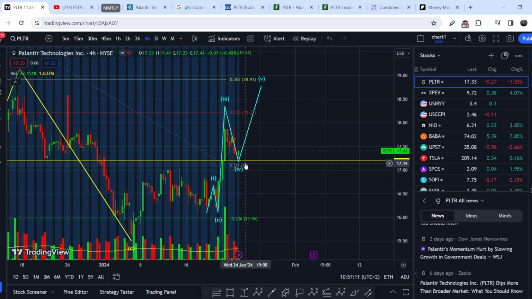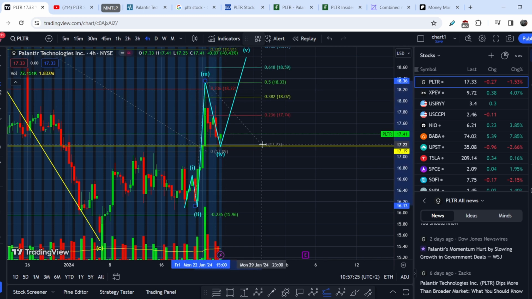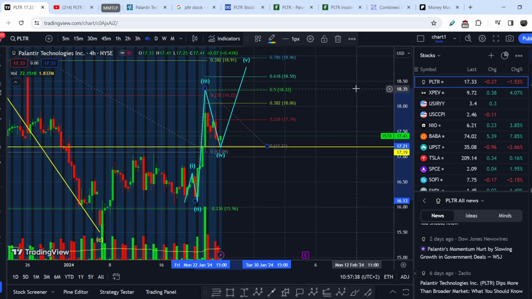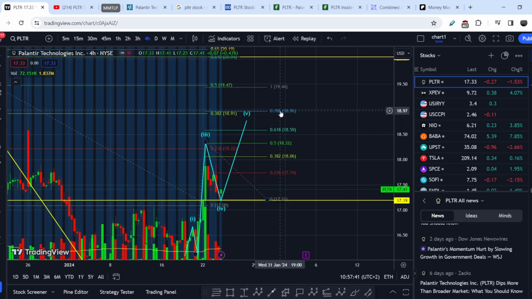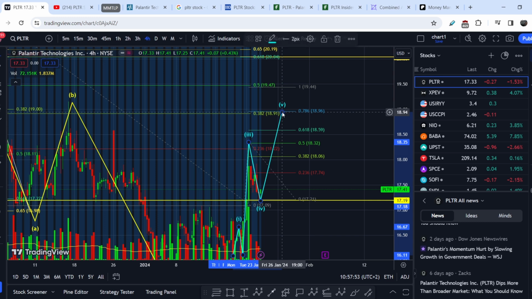And if it is the case, let me delete this tool so far. We have to project some targets for the fifth wave. And if my assumption is correct, and this volume shows that potentially it might be the internal third wave, I have to pull the fib retracement tool from the bottom of the third to the top of the third and to the bottom of the retracement. And as long as this range holds, as you can see, we are retesting right now this level of $17.21. As long as this pivot holds, we have a decent opportunity to hit the 0.786 fib extension level at $18.96, and it is the confluence with the round number of $19.